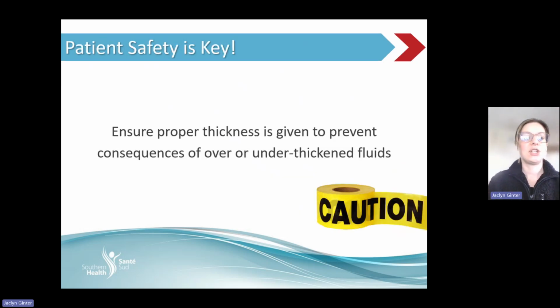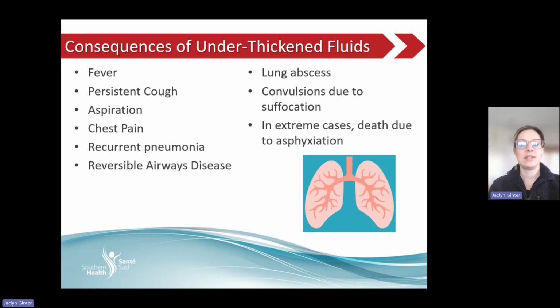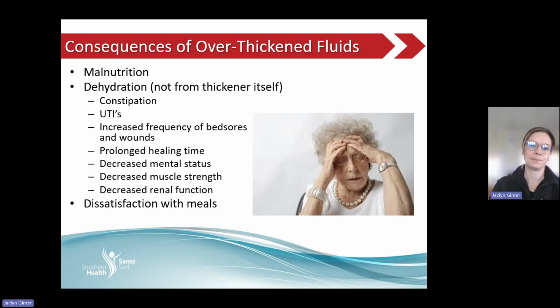Patient safety is key. We want to ensure that proper thickness is given to prevent the consequences of over or under thickened fluids. If we're under thickening the fluids, it can cause fever, persistent cough, aspiration. Again, those thin fluids just go straight to the back of the throat and are aspirated on. It's hard for people to manipulate that and control it. Recurrent pneumonia, it could cause a whole bunch of concern. So it's very important that we thicken correctly.